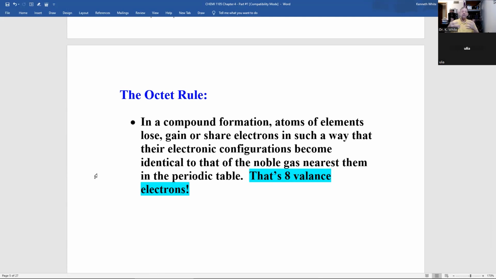If you ever heard a music quartet, that means 4, octet, let's see if I can do it, 8. That's why it's called the octet rule, because compound elements lose, gain, or share electrons. They have 8 valence electrons, and it makes them very stable and happy. There's nothing better than having happy atoms. But you didn't know atoms have feelings.